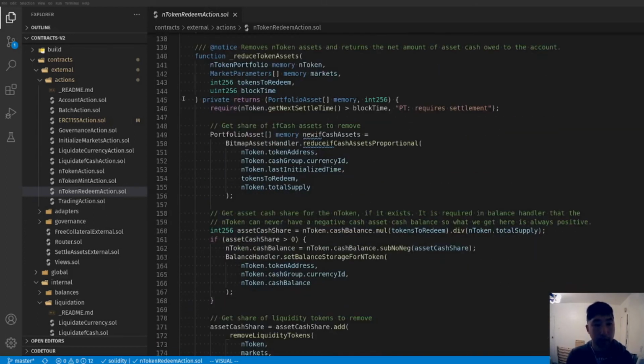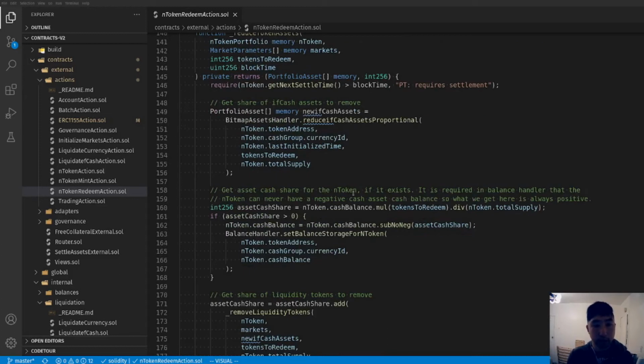So when we reduce the token assets proportionally, one thing you can't do is, in this window of time when the nToken needs to be settled, you can't redeem at all.